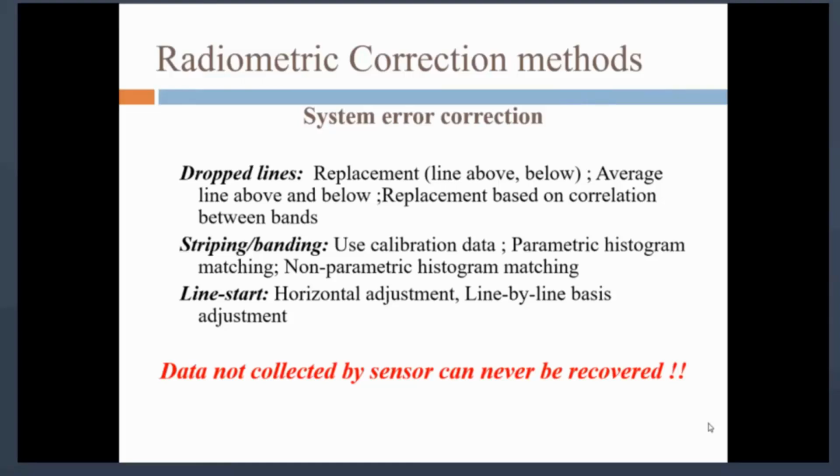However, if you want to estimate some quantitative parameter, let's say soil moisture, or some quantitative parameters of the trees or the crops, then you need to go for absolute radiometric corrections. Okay, so in the coming classes, I'll be discussing more on relative radiometric corrections separately and absolute radiometric corrections as well.